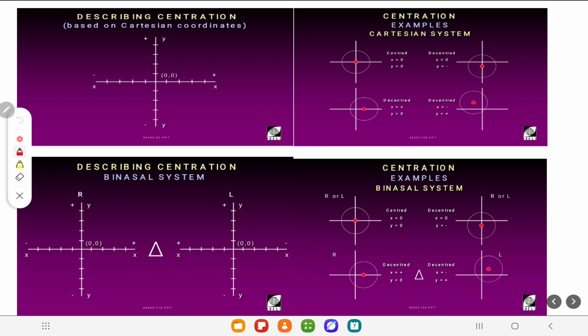So centration means this. Yes, if your cornea's coordinate is this, then the contact lens, see.